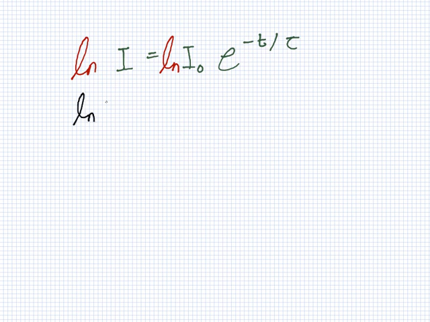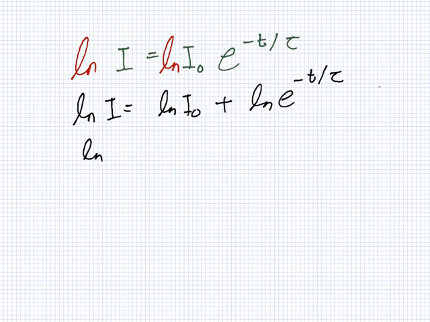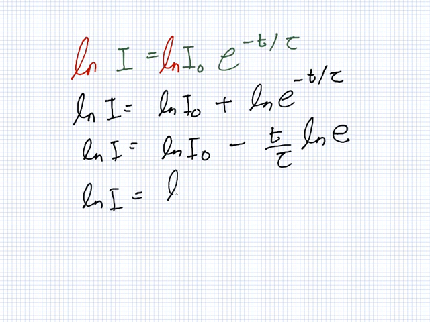So now I get log I equals log I0 plus log E to the minus T over time constant. This was using the first rule of logs. Using the fourth rule of logs, I can change this into this. But let's remember exactly what the ln means. The ln is, if I'm more precise, log base E of E. Now what is log E? It's 1. So in fact, I can drop this.